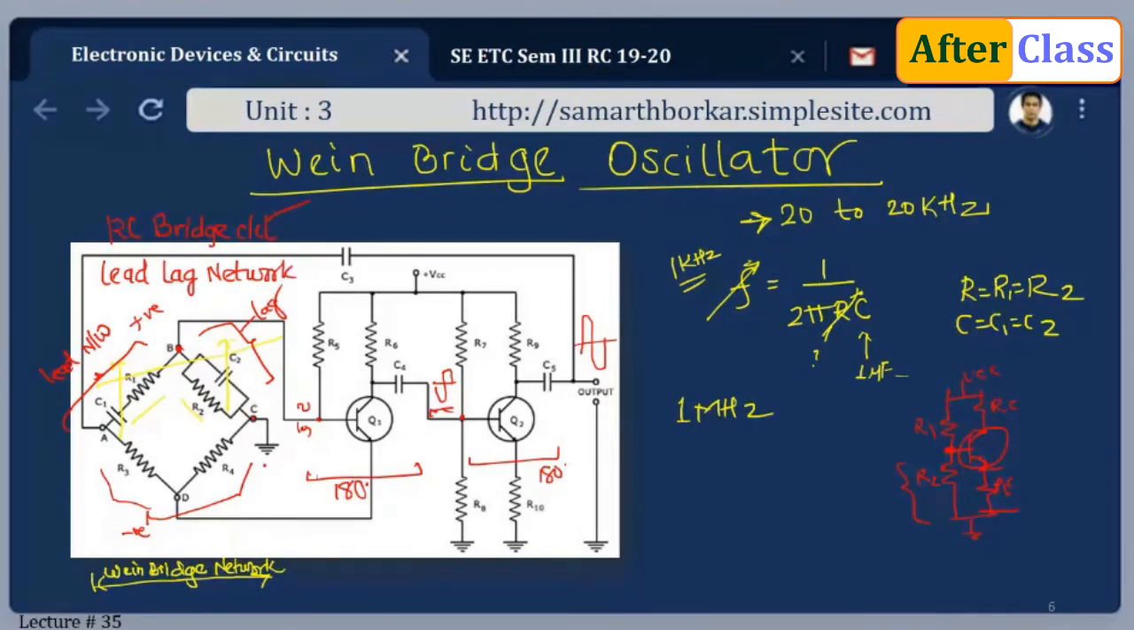Different textbooks will have different arrangements, but the connections will be the same. They will show this in a straight line, a straight rectangular box, and they will just drag this down. But the circuit connections are the same, meaning input and output points are going to remain the same. So by adding this Wien bridge feedback network, the oscillator becomes sensitive to a signal of only one particular frequency.